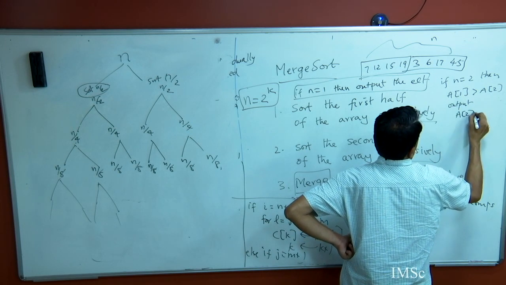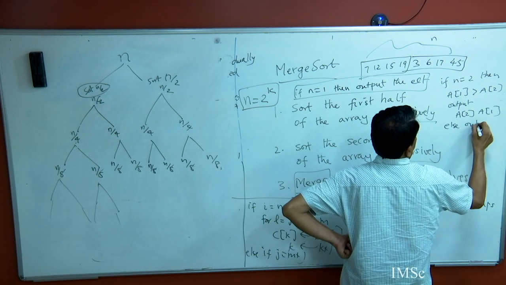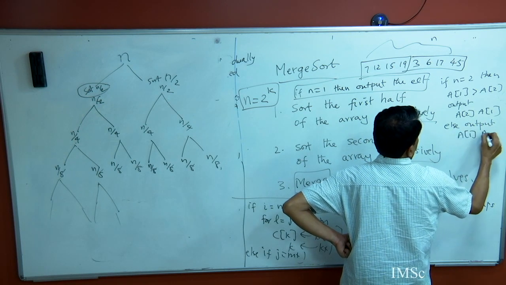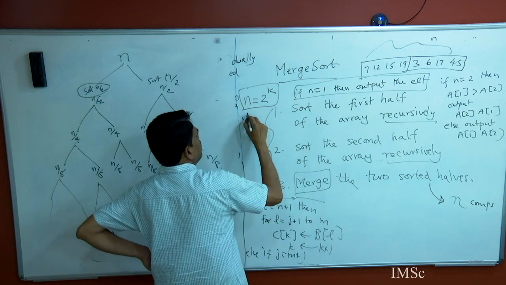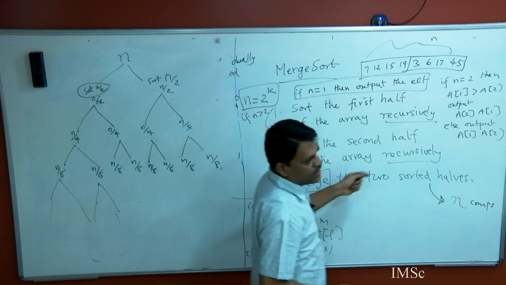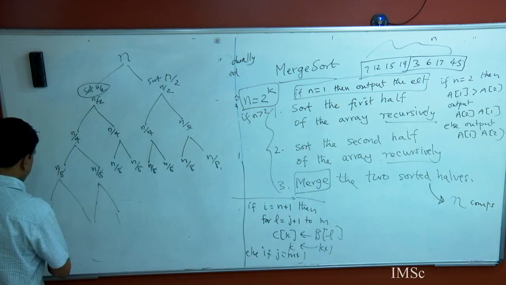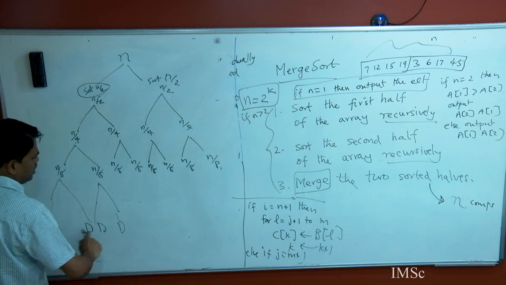a2 a1, else output a1 a2, which means that I am doing these steps only if n is greater than 2 or 1, whatever, depending on your n condition, right? So the whole algorithm will stop if there is one element here.